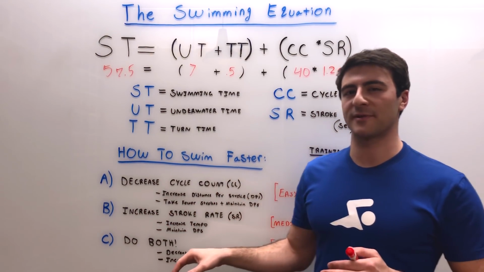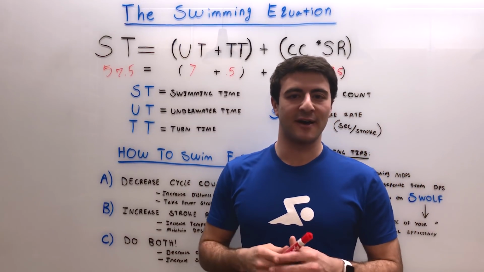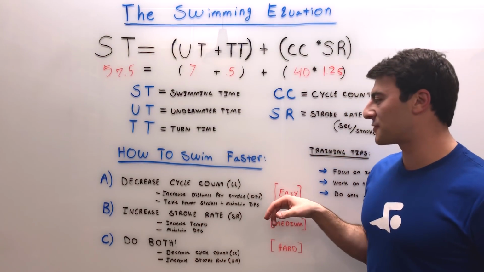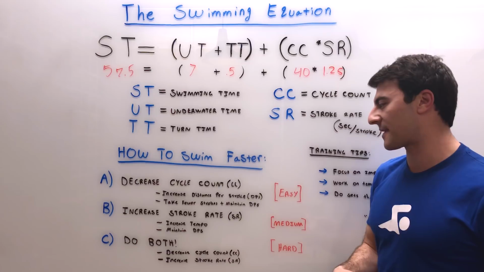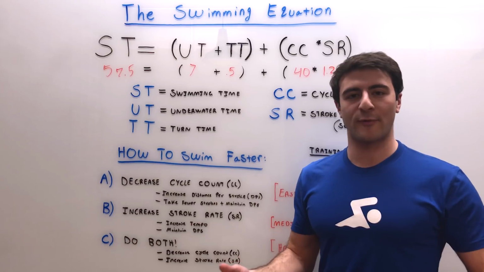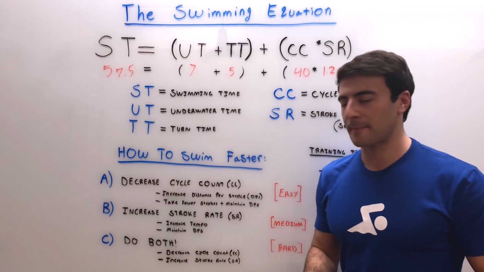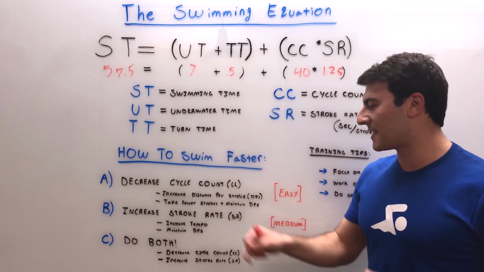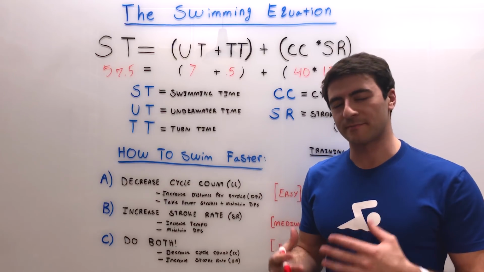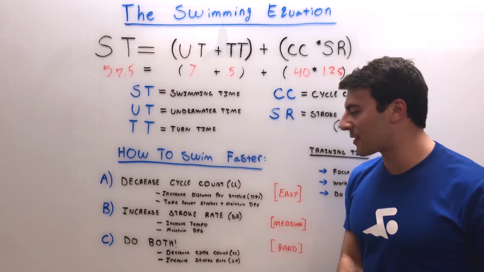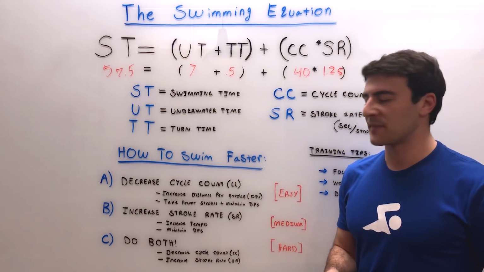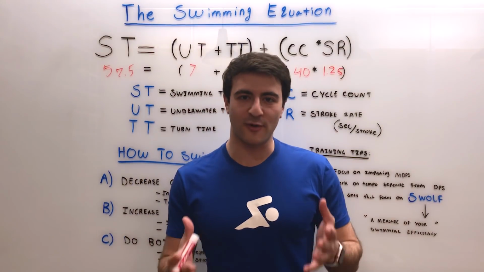Now this is extremely difficult, and if we were to order these 3 methods of improving your swimming performance and rate them in difficulty, the easiest one to improve is decreasing your cycle count. This is the easiest because it's focusing on improving your efficiency and therefore decreasing the number of strokes that you take. Now the medium difficulty would be increasing your stroke rate because this is a function of power and increasing propulsion, which is much harder to create. And then obviously the hardest is if you try and do both of these at the same time, which I do not recommend.